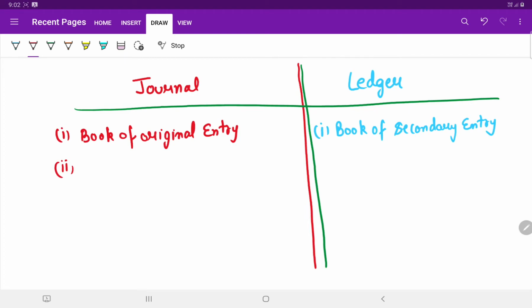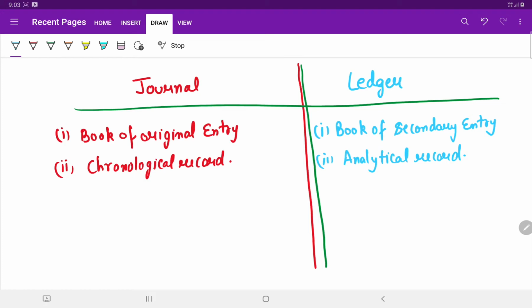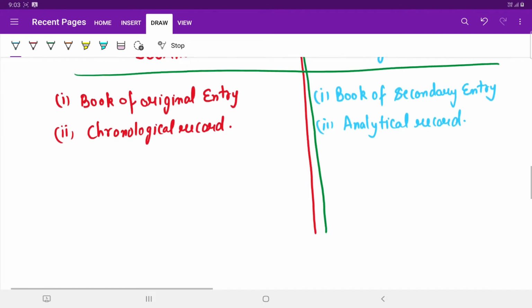A journal is a book of chronological record, that is, the transactions are recorded as and when they take place. It is a chronological record of all the transactions, whereas the ledger is an analytical record, as all the transactions relating to a particular account are recorded in order of their occurrence. So it is basically an analysis of the account.